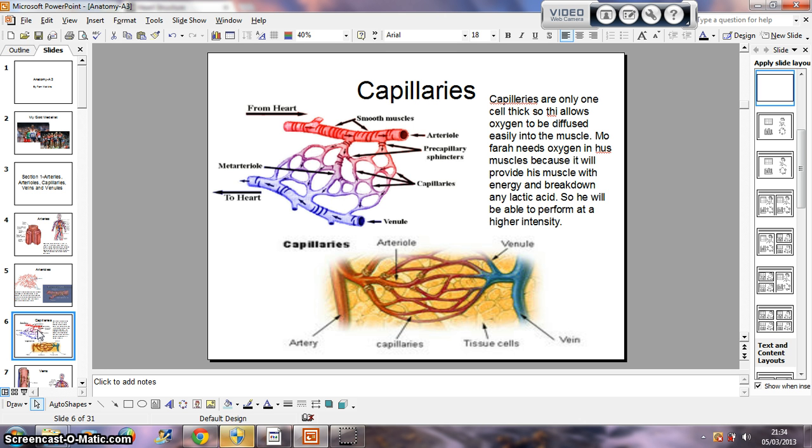And so, yeah, capillaries are only one cell thick, which I just said. So this allows oxygen to easily be diffused into the muscles, and obviously Mo Farah needs oxygen in his muscles because it will provide his muscles with the energy he needs and break down any lactic acid so he'll be able to perform at a higher intensity for longer.